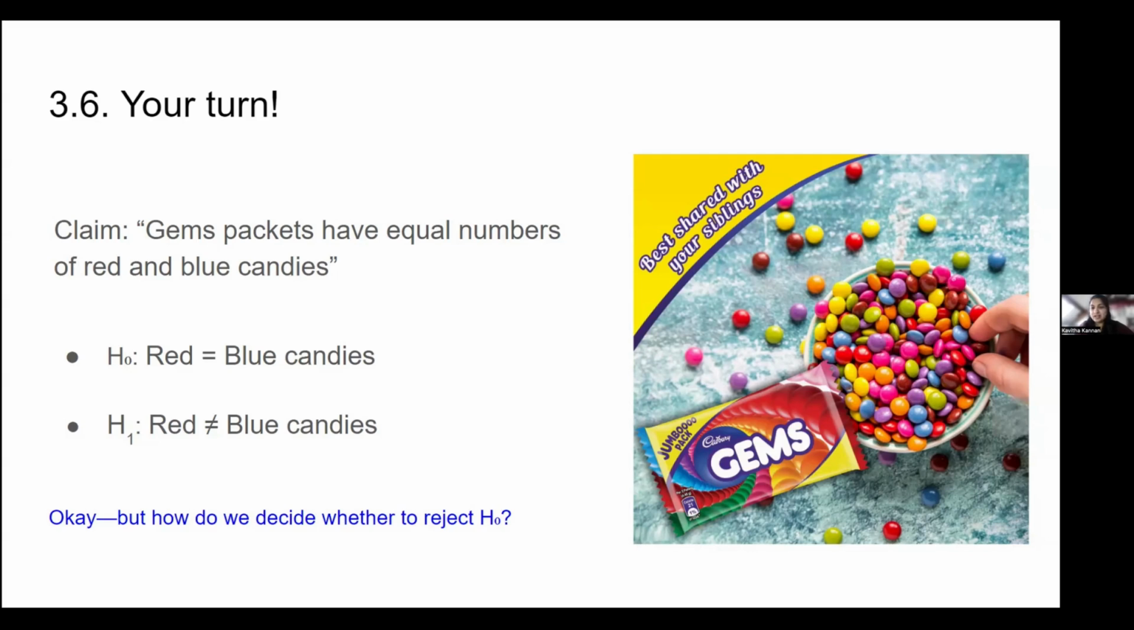Yes, so the null is that there are equal red and blue candies, and the alternate is that no, there are maybe more red candies or there are maybe more blue candies. But how do you know this? You can only know this if you actually count the number of red and blue candies in, I don't know, maybe 1,000 gems packets. Is this clear?